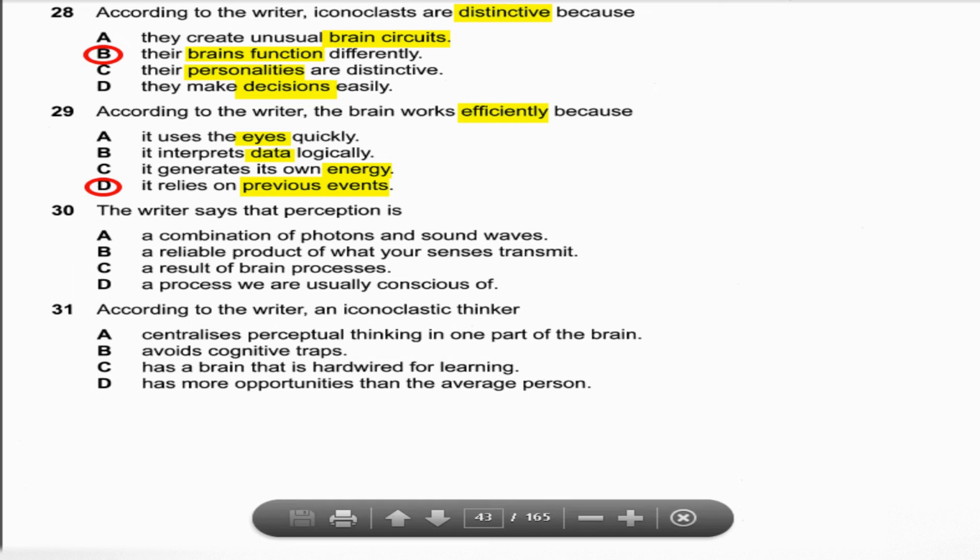Let's look at question 30. The writer says that perception, think about what that means, how you see things. What is perception? Writer says that perception is a combination of photons and sound waves. So is that what it is? Photons and sound waves. B, a reliable product of what your senses transmit. Senses transmit. C, a result of brain processes. D, a process we are usually unconscious of. A process we are usually conscious of. Okay. Process conscious of. All right.